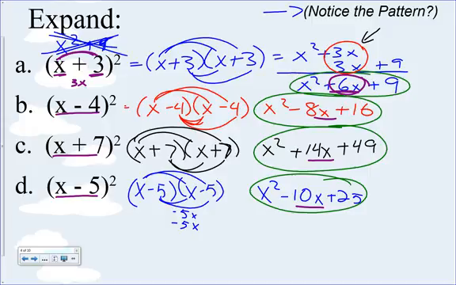The first term, let me go backwards. The first term is always going to be this guy squared. So for all four of these, it was just an x. The last term is always going to be the last term squared. So the first term and last term are always going to be positive. Whenever I square something, I get a positive number.